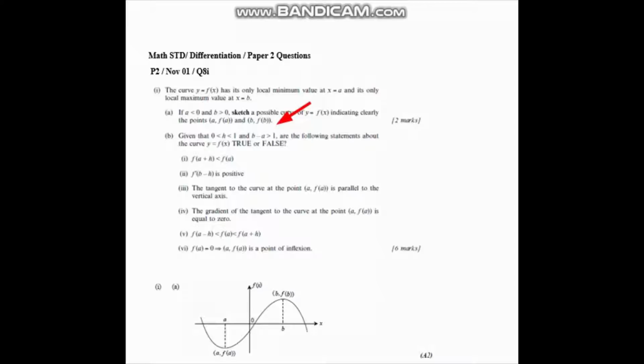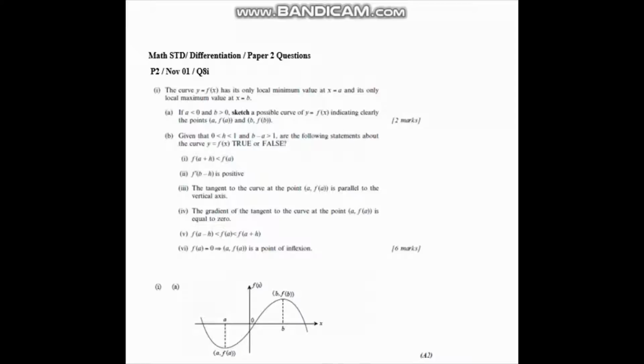Now, statement I: f of a plus h is less than f of a. What do you think? If h is somewhere here between a and b, is f of a plus h greater or less than f of a? Obviously, greater than f of a, simply because the function is increasing. Hence, statement I is false.